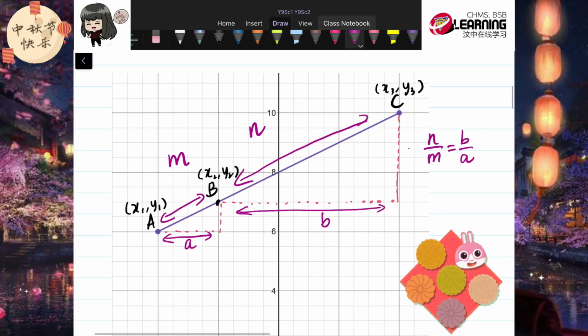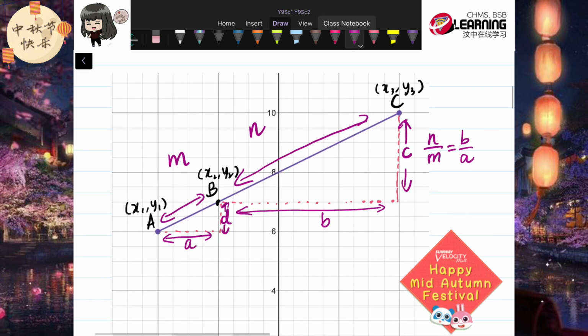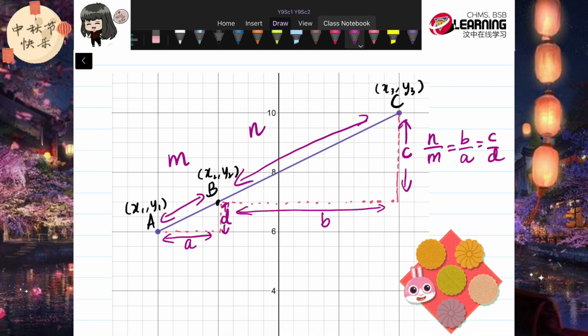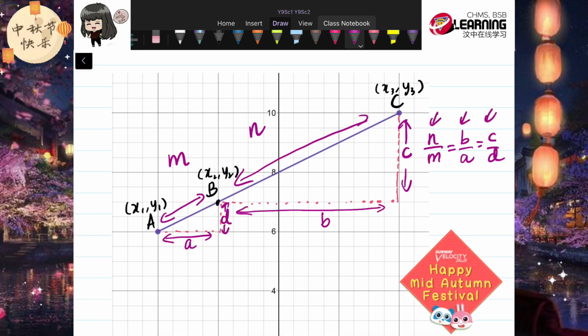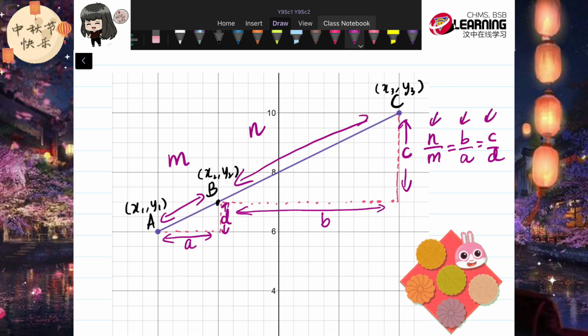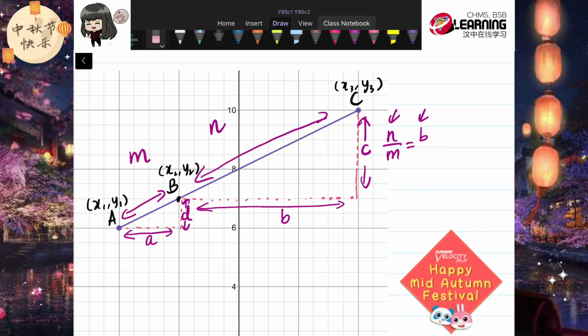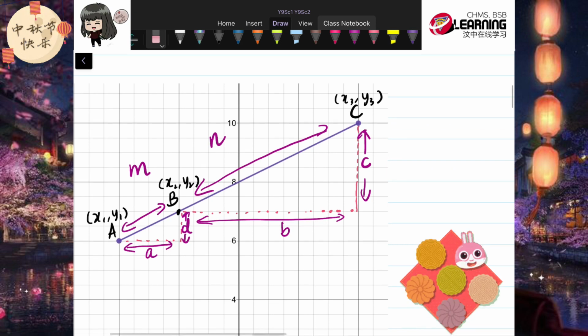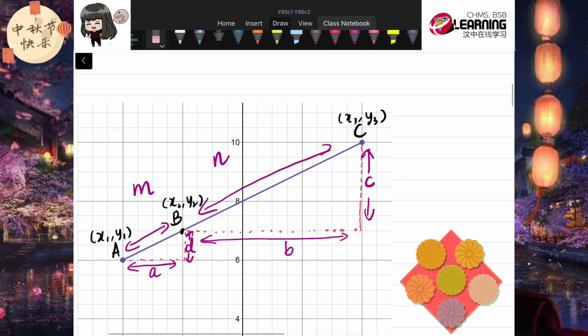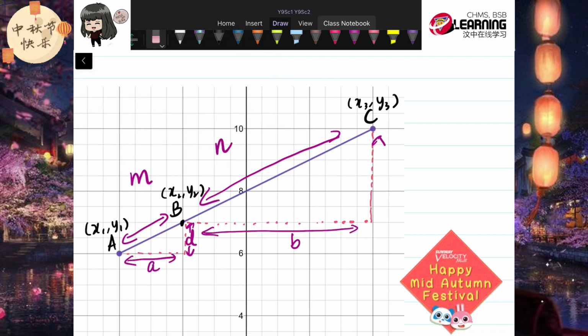And if we have c here and d here, this is the length of the y and this is the length of the y, then we can say that it's c over d. So the ratio of n over m, b over a and c over d, they are the same. So we can say n over m is equal to b over a is equal to c over d. Now I'm telling you how this formula works. Let's focus on only a and b.